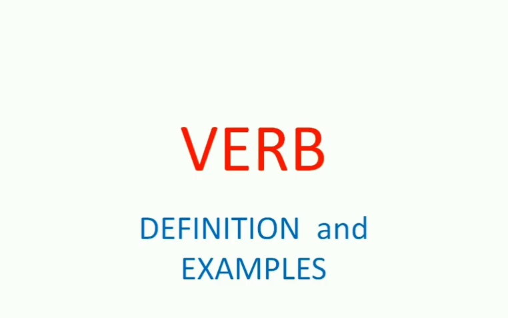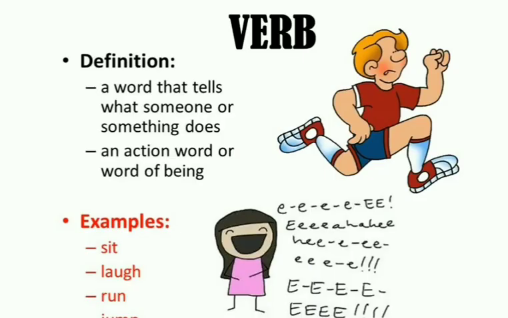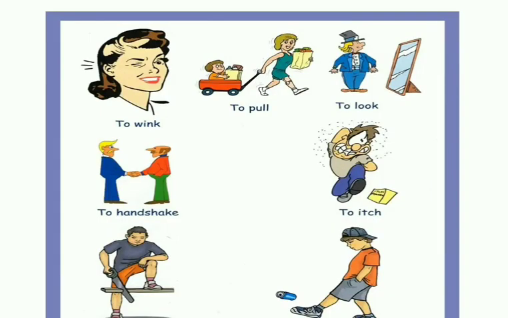First, verb. What is its definition and examples? Let us see. A word that tells what someone or something does, or an action word, or a word of being. Verb is something which tells us about what someone or something does, right? In other words, we can call it an action word. Examples are given here: sit, laugh, run. Few more verbs are given: to wink, to pull, to look, to handshake, to itch, to saw, to kick.